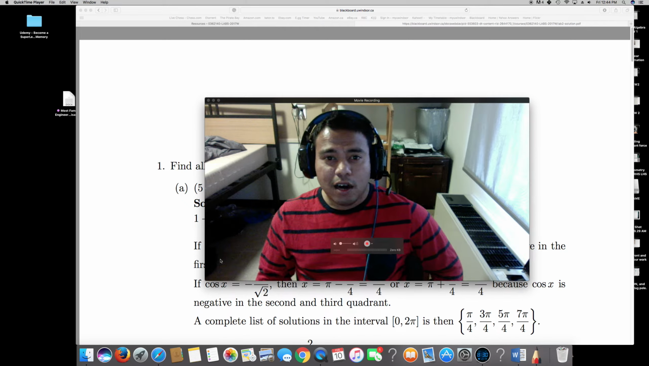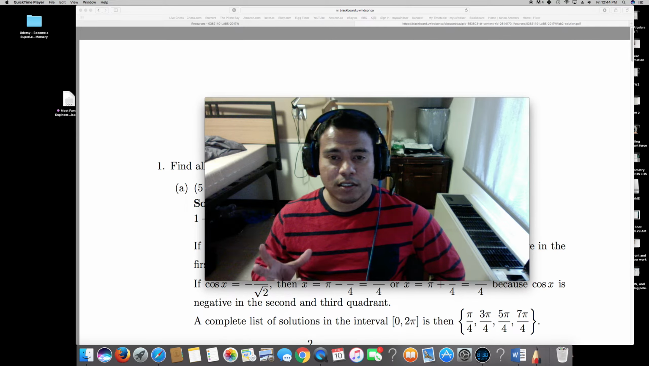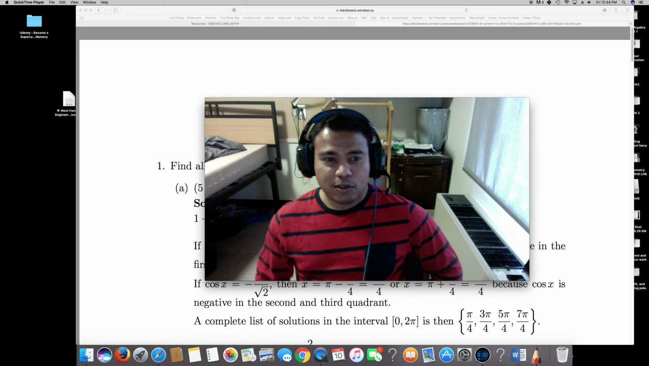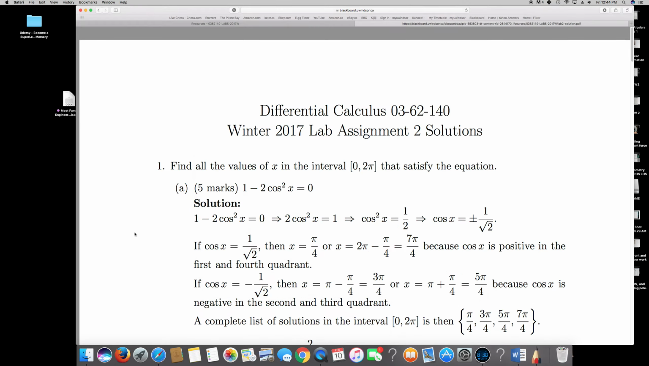Guys, I have some amazing questions from calculus to entertain you. So let's begin. So here we go. This is the first question. The first question is asking: find all the values of x in the interval 0 to 2π that satisfy the equation. And they have given 1 minus 2 cos square x is equal to 0, right? I'm going to solve it. Let's see what happens.